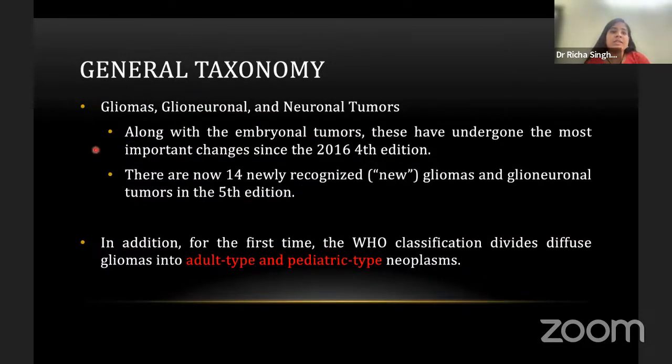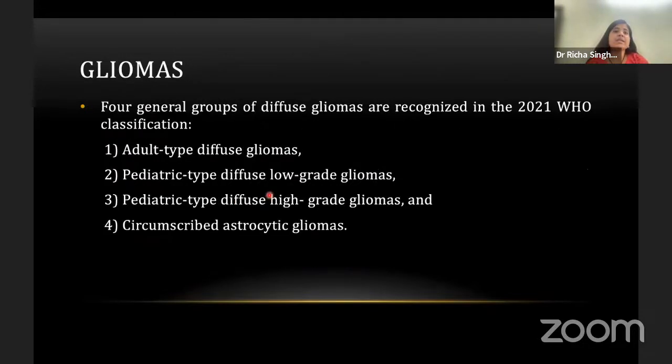So first, let's see about gliomas. There are approximately 14 newly recognized gliomas and glioneuronal tumors in the recent edition. And this is for the first time in the WHO classification that age has been given importance in the diagnosis and classification of gliomas. Based on age, the gliomas have been divided into adult type and pediatric type gliomas. It is very important to know because the different genetic markers or gene mutations differ in various tumors, and that also depends on the age.